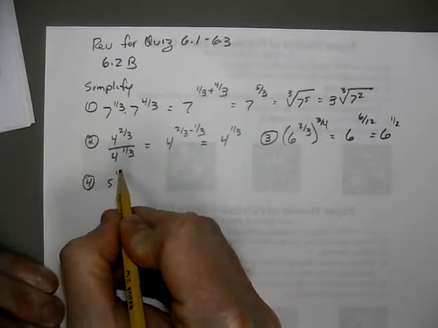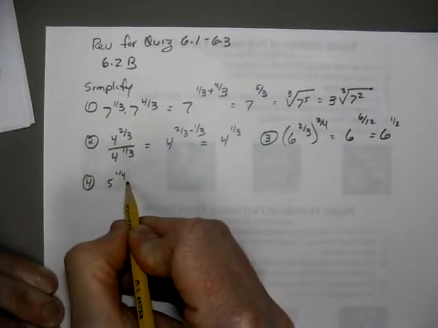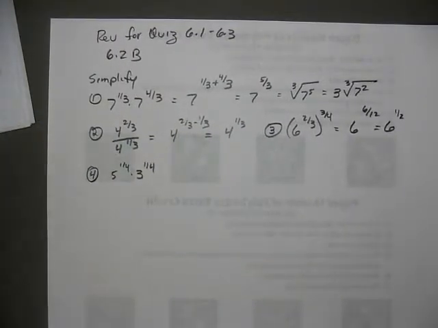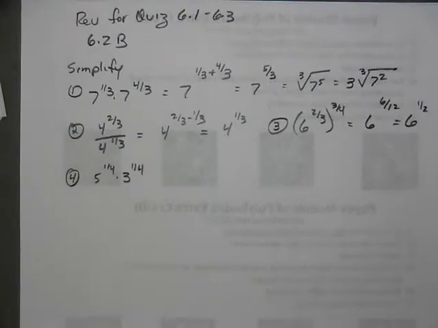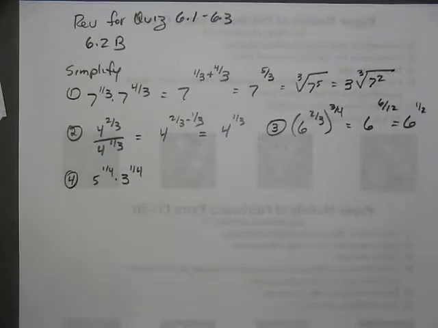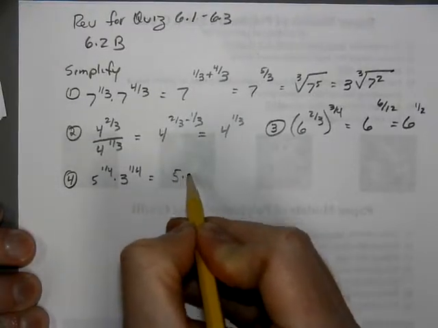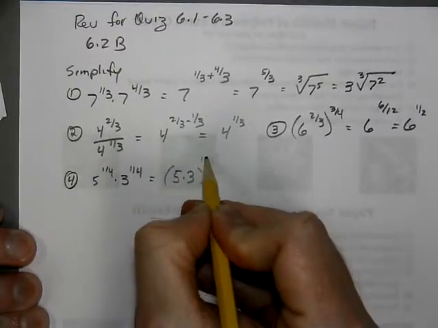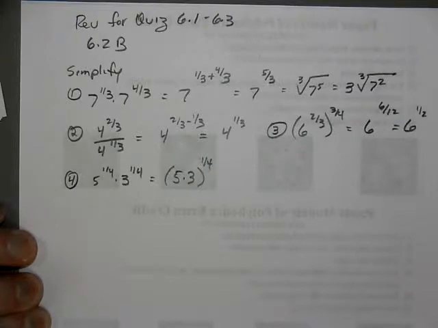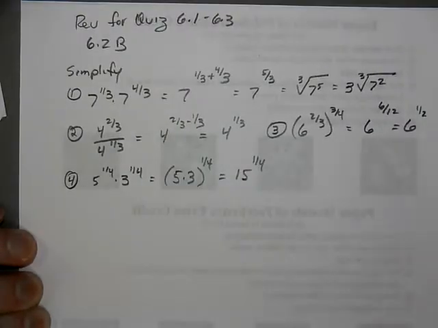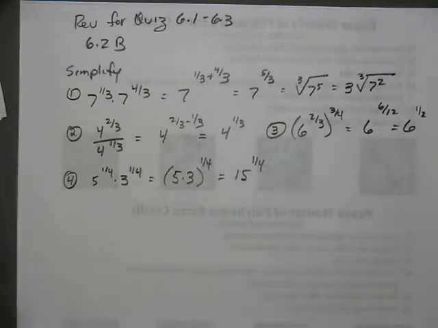Number 4 is 5 to the 1/4 times 3 to the 1/4. Now notice how this one does not have common bases. So the only thing we can do, you can call it like factoring out your 1/4, which leaves you 15 to the 1/4, which you could put into a radical if you want and say the 4th root of 15.